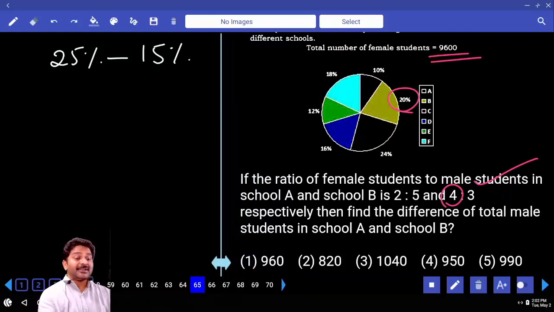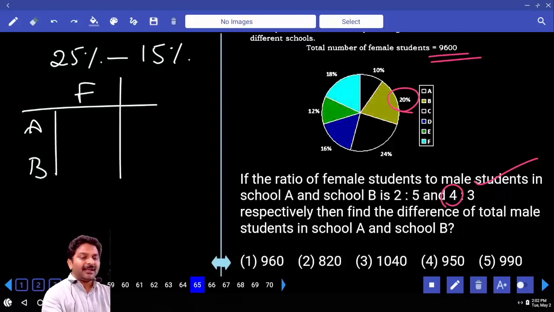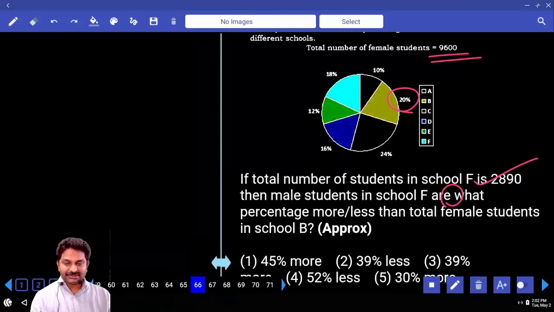Yes. Usually people try to calculate how many female are there in A, B, and then with that they will try to calculate male in terms of a number. See, if you calculate that, you need 4 conversions. Will it take time or not? Yes. So that's the reason why we are converting it to percentage.